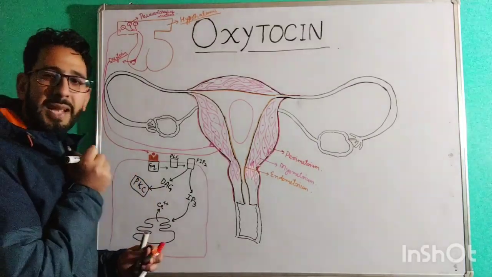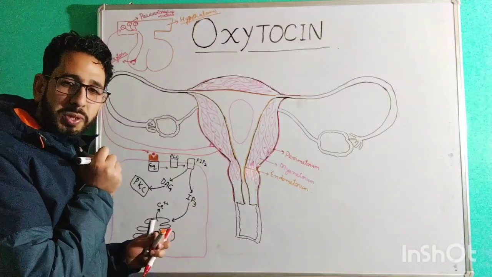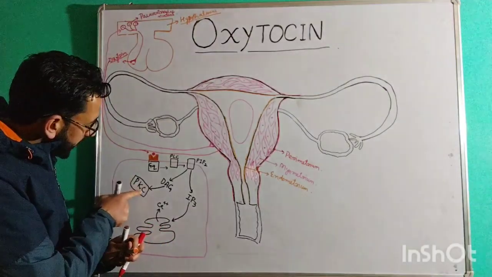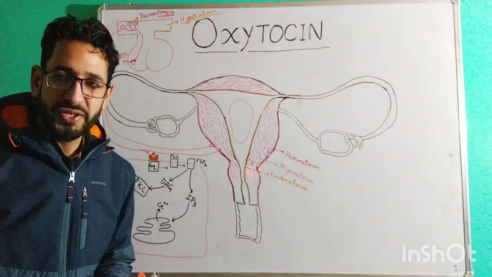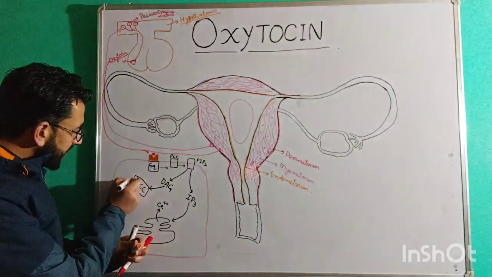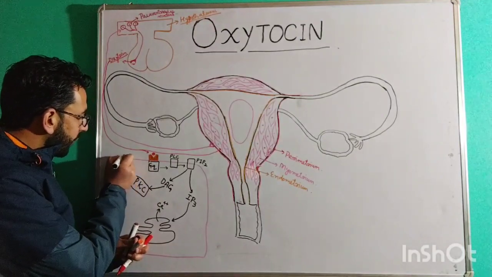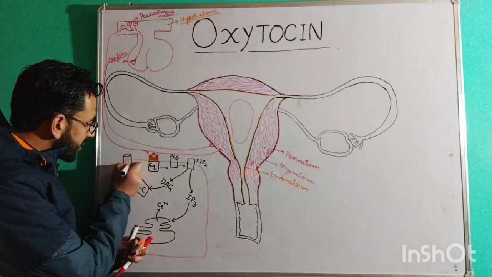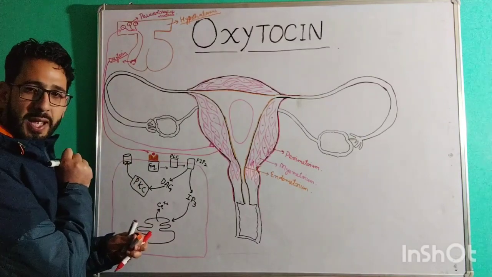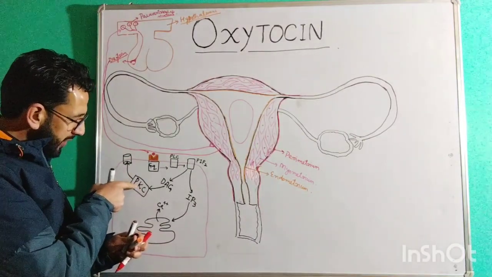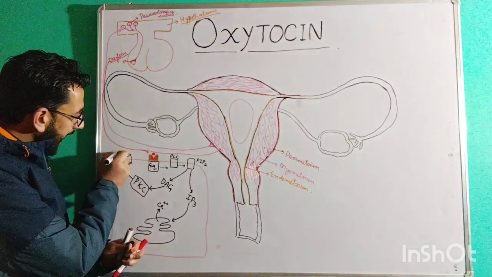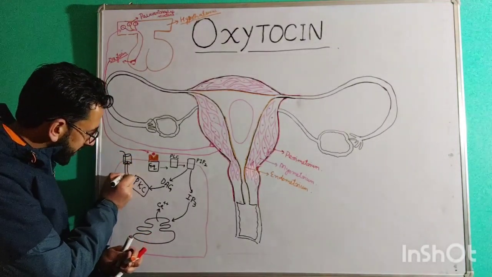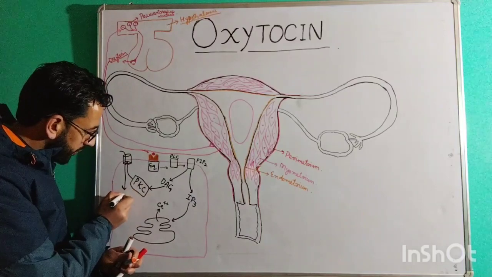This diacylglycerol is activating protein kinase C, and this protein kinase C goes and phosphorylates different channels. Those channels are specially the channels for calcium transport. Once this protein kinase C phosphorylates this calcium channel, the calcium starts rushing into the cell from the extracellular fluid.